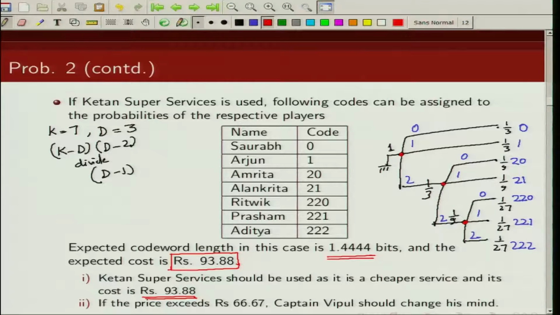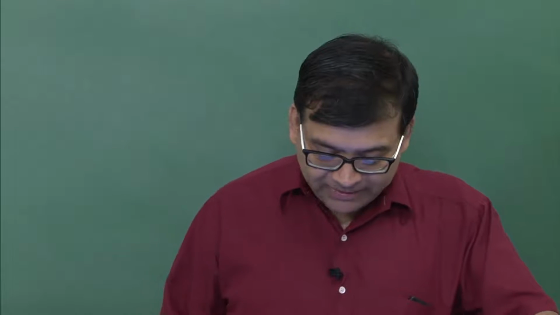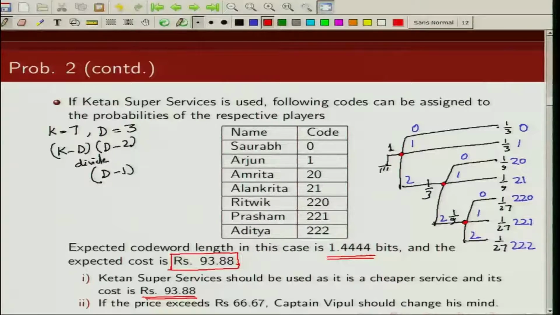Ketan Super Services. The next part of the question was: by what price if he increases his charges, at what point will Vipul change his decision? So that we can calculate. So we know the expected code word length for ternary, which is 1.4444 into cost, let's say cost is rupees X.